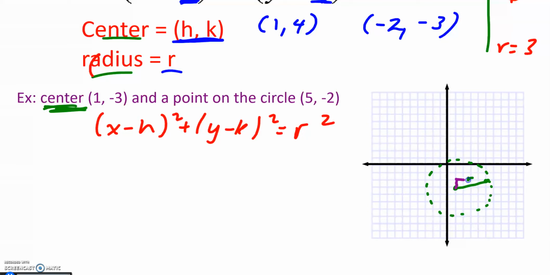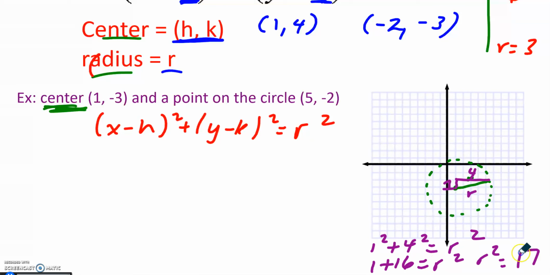So I'm going to draw a tiny little purple triangle here. This distance horizontally is 1. This distance is going to be 1, 2, 3, 4 units. So if I wanted to find that radius length there, I could use the Pythagorean theorem. 1 squared plus 4 squared equals r squared. 1 plus 16 equals r squared. So that means that r squared equals 17.